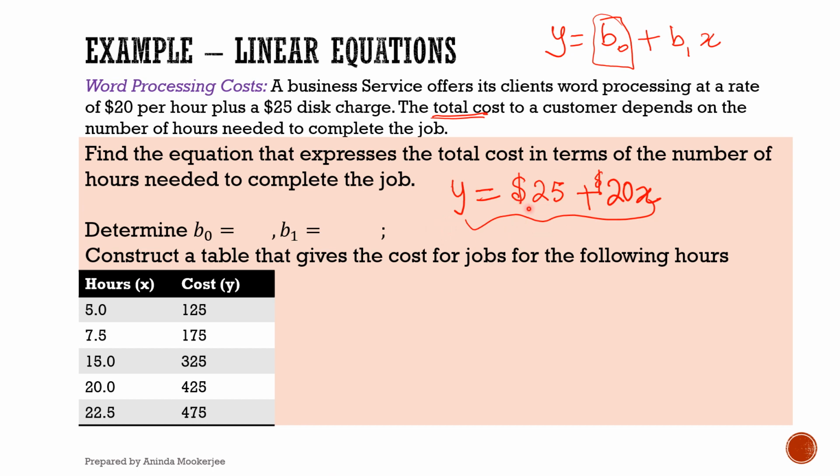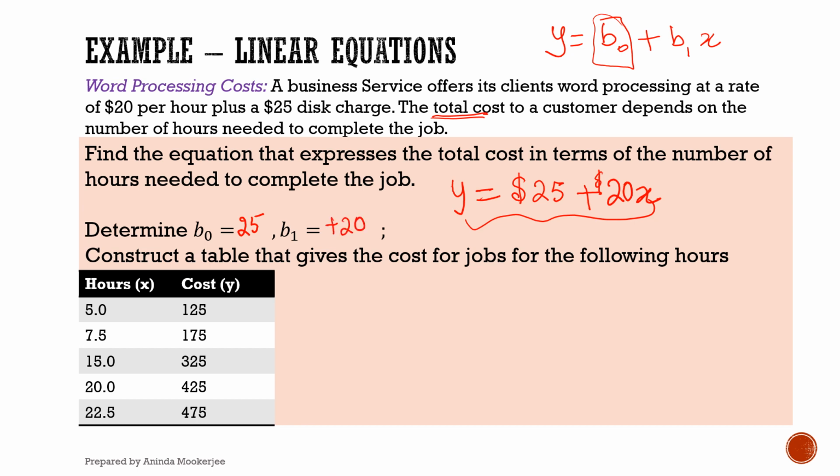The $25 is the flat fee for the disk. For the $25, x does not come into play at all. It does not have anything to do with the number of hours. Even if somebody spends 0 hours on the job, they still have to pay $25 just for the disk. That's what it means. So here it says determine b sub 0. B sub 0 represents the intercept, so it's going to be 25. And b sub 1 is going to be positive 20.